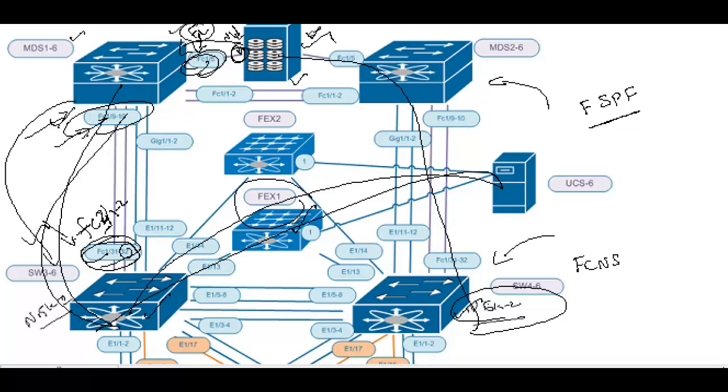But the problem is this. This port is an Ethernet port. It's not an FC port. I cannot make this an F port. Even if it is a node port, this won't come and register with this guy. This is not an FC port, this is an Ethernet port. That's why we take the traffic in an Ethernet VLAN and map it to a SAN VLAN.